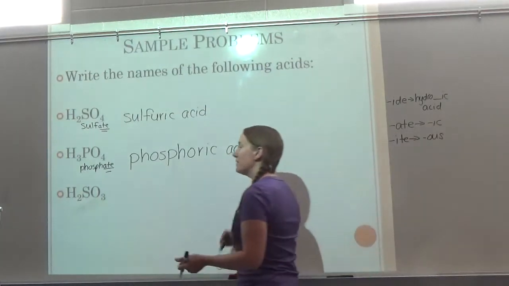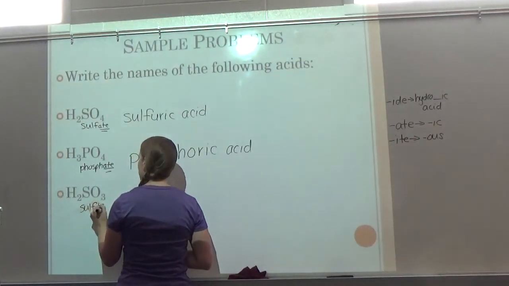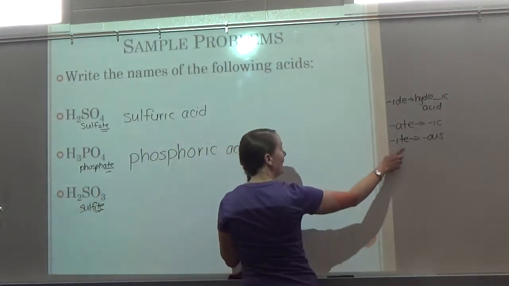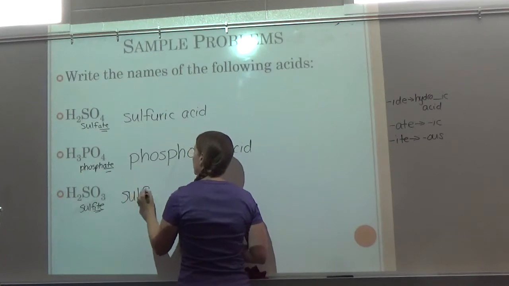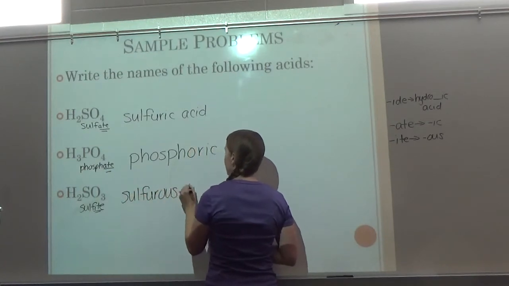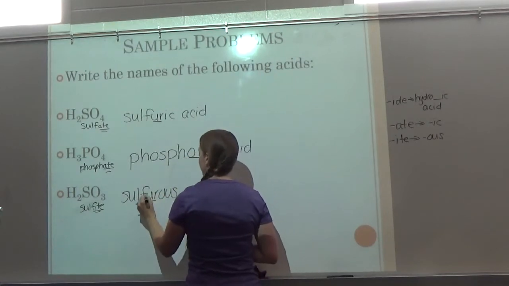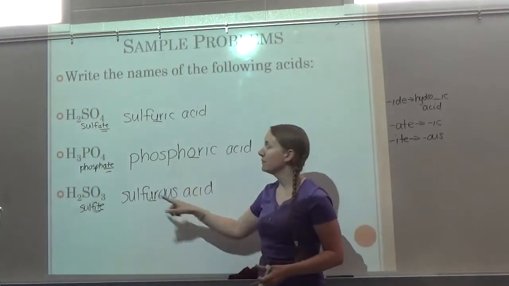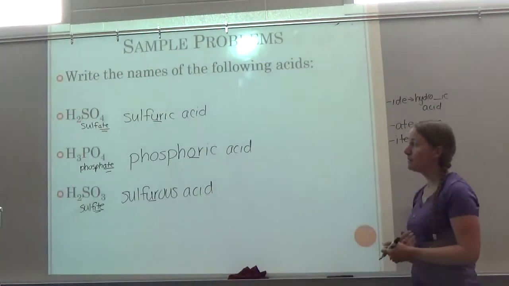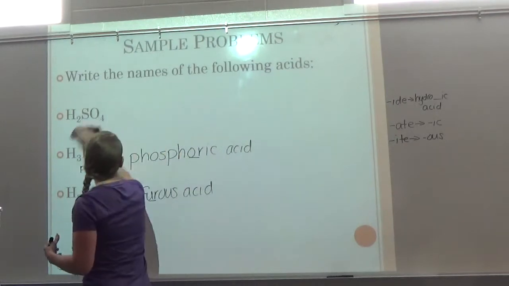All right, and so now we have H2SO3. SO3 is on your polyatomic ion sheet. It is sulfite. So ite turns into ous. So it becomes sulfurous acid. Like I said, for sulfur and phosphorus polyatomic ions, we just add the extra syllable to make the name for it. All right, so let's erase and see if you can try some on your own.